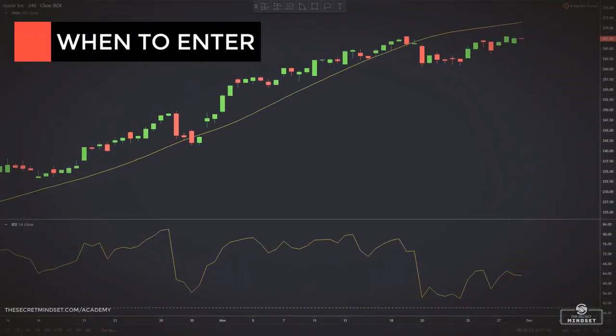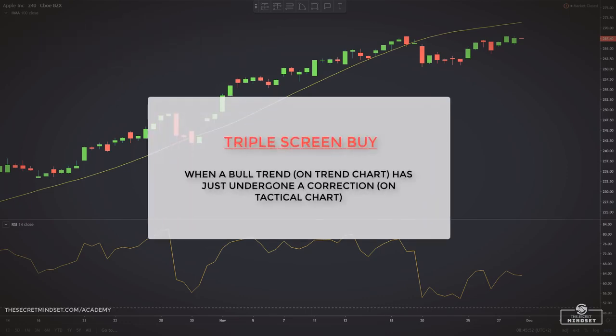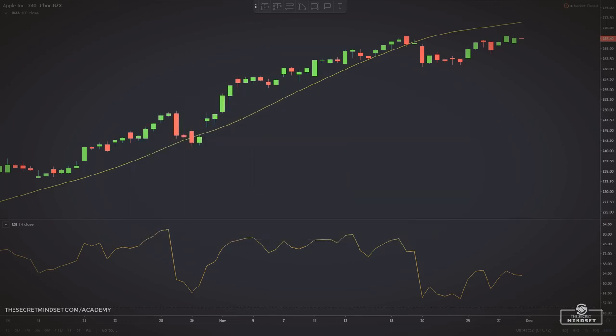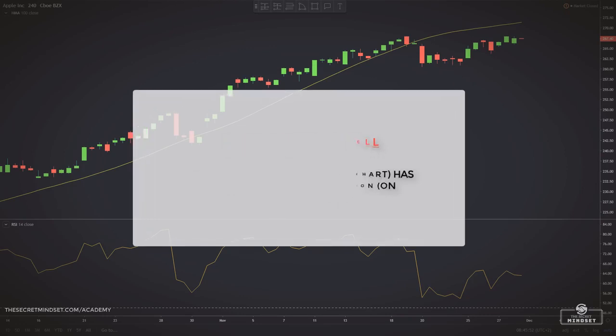So when to enter the market? The time to buy in a triple screen is when a bull trend has just undergone a correction and is beginning to turn up again. Conversely, the time to sell in the triple screen is when a bear trend has just undergone a correction and is beginning to turn down again.